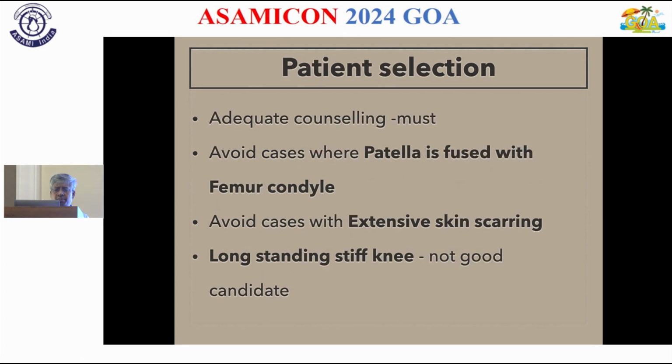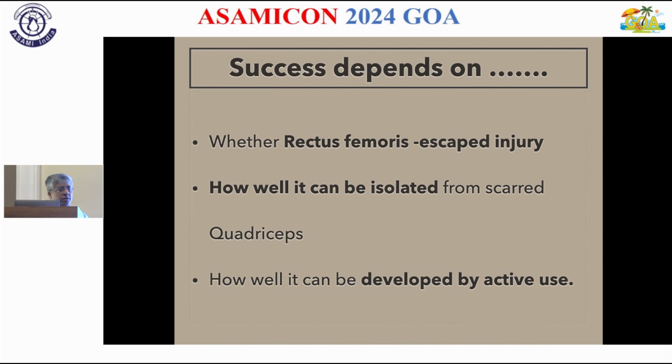Adequate counseling is a must. Avoid cases where there is a bony fusion between the patella and femoral condyle. Avoid cases with extensive skin scarring, and whenever a knee is long-standing stiff, you should avoid it, as they are not good candidates for quadricepsplasty. This is the most important part. Success of quadricepsplasty depends on whether the rectus femoris escaped the injury, how well it can be isolated from the scarred quadriceps, and how well it can be developed by active physiotherapy.